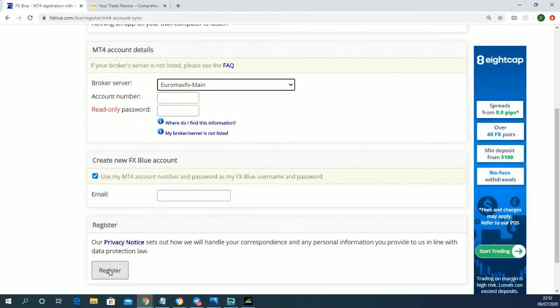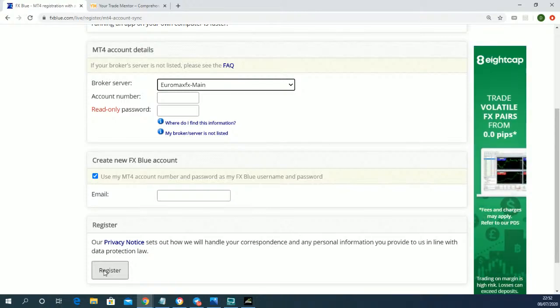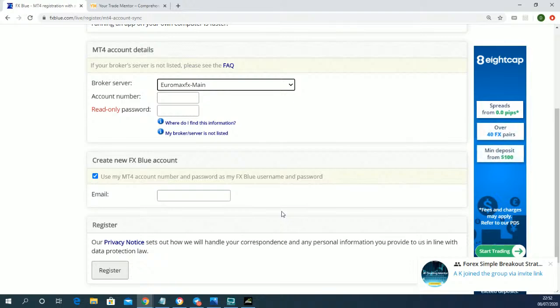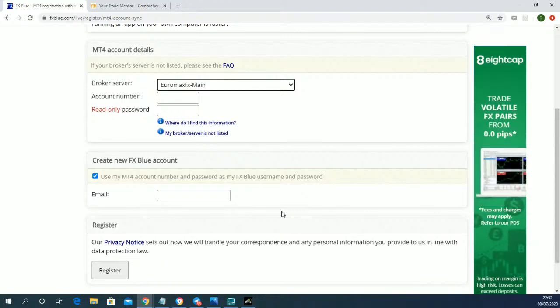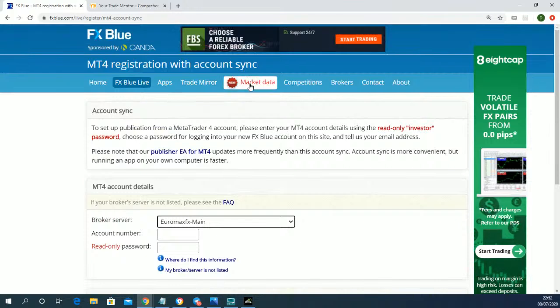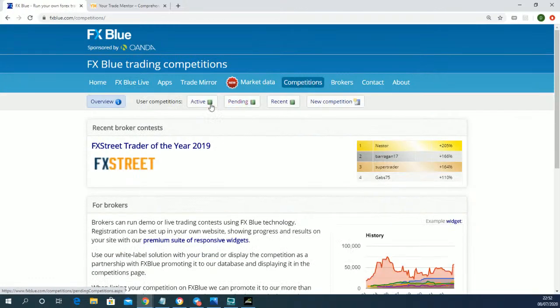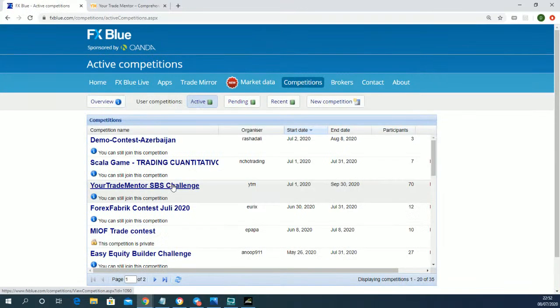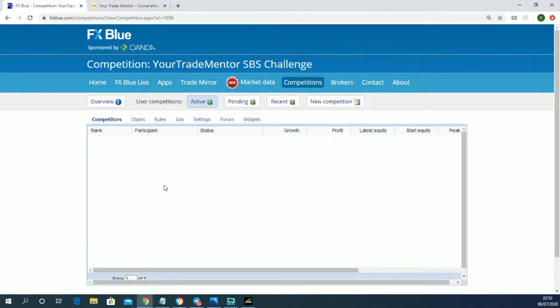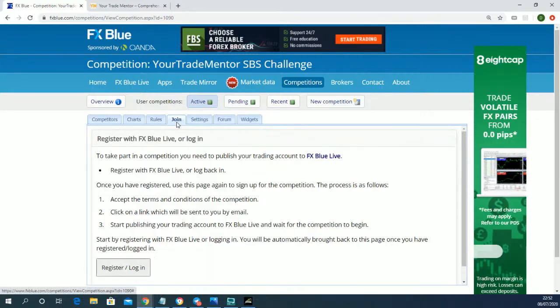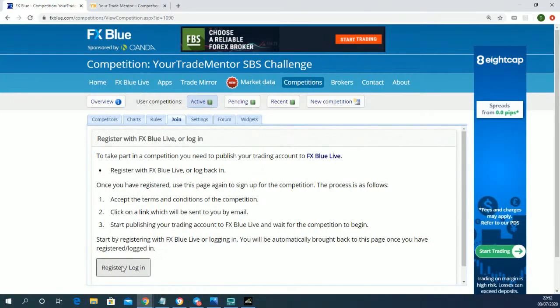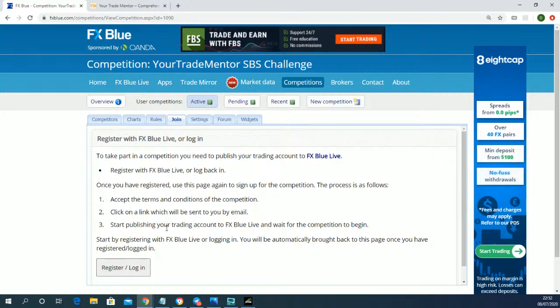But once you register, I think you still have to confirm your email. So you go through the process of confirming your email, and that's it. I think you got to confirm from your phone number or something like that. You send them the confirmation, and once you finish that, now you are registered and you log in. Now if you come back to the competition, you go to your trade SBS challenge and you say join. You will not see register or login again. You just say join. Then you can join that competition. Okay, I hope that is clear.